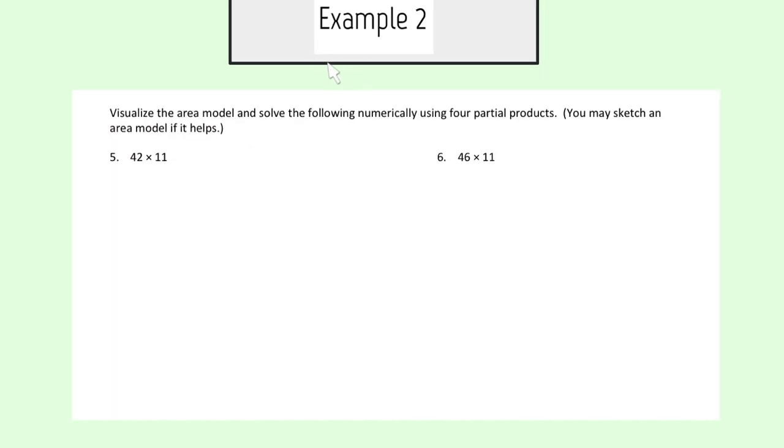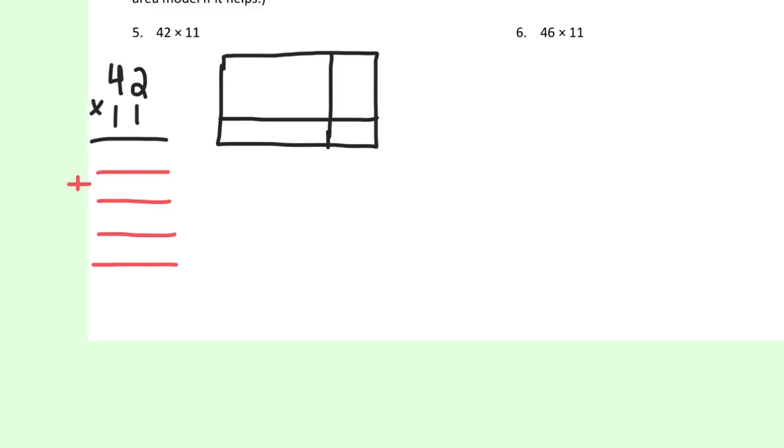Now for example 2, our directions tell us to visualize the area model and solve the following numerically using 4 partial products. If needed, we may sketch an area model. So our first expression reads 42 times 11. So for this first problem, I drew us a sketch of our 4 partial products with our expression and an area model. We're going to start with 42 splitting it up into 40 and 2, and 11 is going to be split up into 10 and 1. So now all we have to do is fill in the boxes.